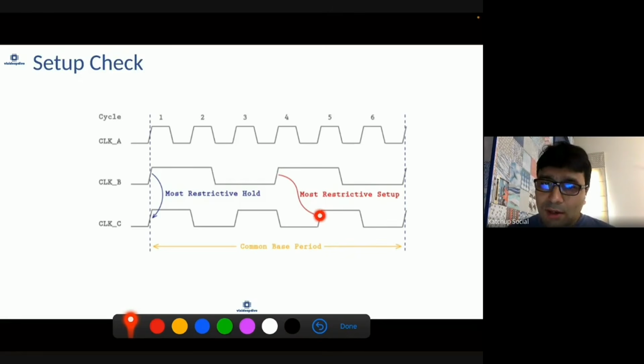The hold check is dependent upon the setup check. And what are the rules to identify hold check? We'll go into that a little bit later in the next few slides. But basically two things to remember. Clocks are expanded to the common base period, and based upon that, setup check is identified, and then the hold check is dependent upon the setup check, and it is modified as per the setup check.